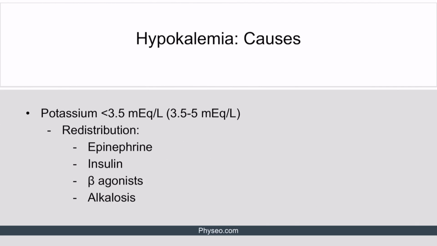Let's talk about causes of hypokalemia due to redistribution. Epinephrine, insulin, and beta agonists activate sodium-potassium ATPase and drive potassium into the cells, causing hypokalemia. Additionally, alkalosis causes exchange of potassium for proton, resulting in hypokalemia.